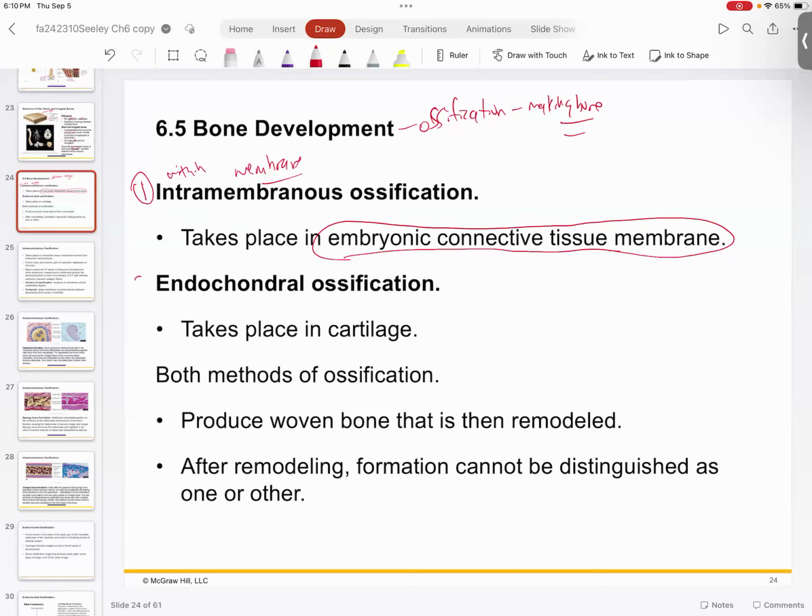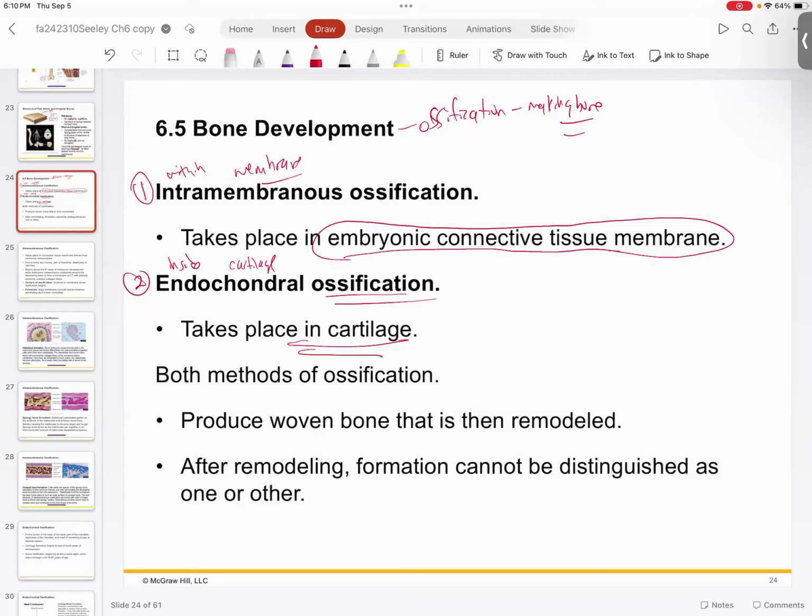And then you have what's called endochondral ossification. Endo means inside, chondral, the cartilage, ossification. And this is basically happening inside cartilage. So notice you have two different things. You either are happening intramembranously inside a connective tissue membrane, or you're happening inside a cartilaginous tissue that's endochondral.